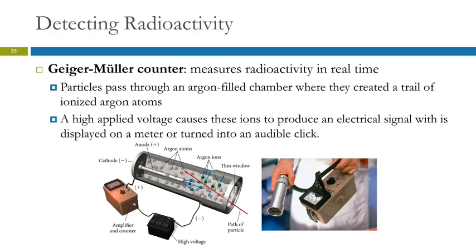So it can be displayed on a meter, it can be digital or analog. This is an analog meter. And you can also set that to trigger a sound generating device. You can get an audible click. And so that's what you see in the movies, where they're getting closer and it goes click, click, click, click, and then they move away and the clicking slows down, right? That's the Geiger counter.